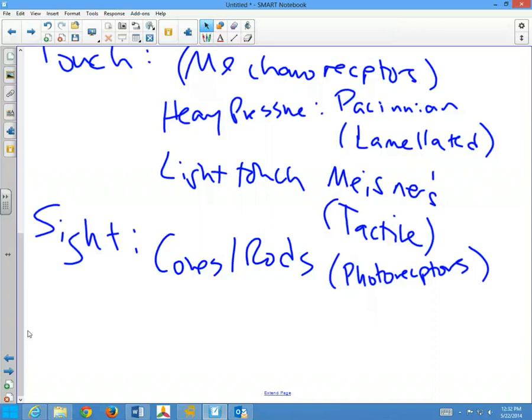Central nervous system. Go to chapter 9, the beginning of chapter 9. Page 215 is central nervous system, peripheral nervous system.